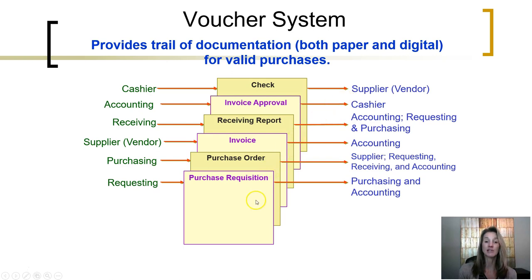What we're seeing here is a trail of not only paper or digital types of documents, but there's also a series of approvals, verification, and separation of duties. So not one individual is looking over the entire purchase order process.